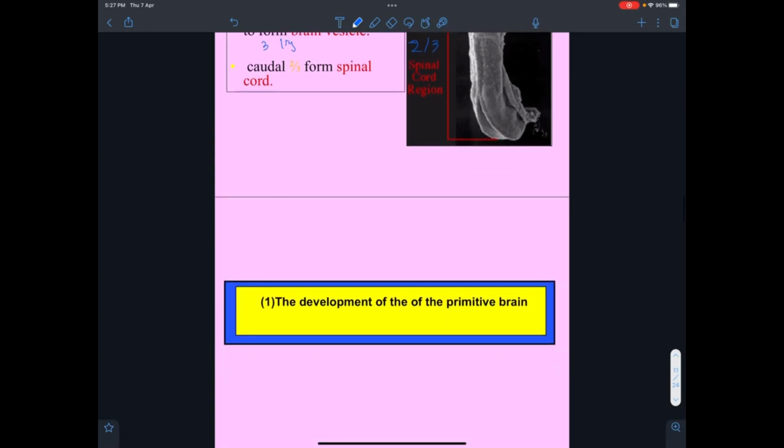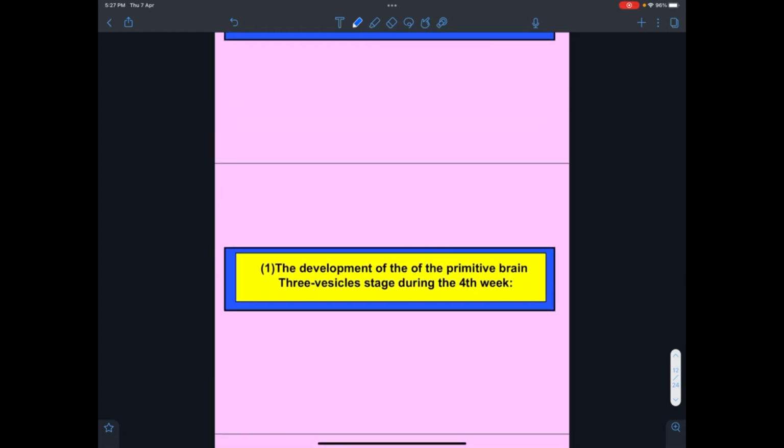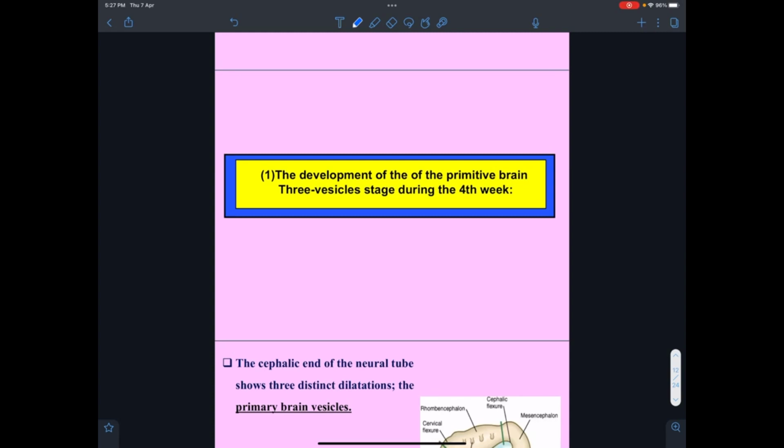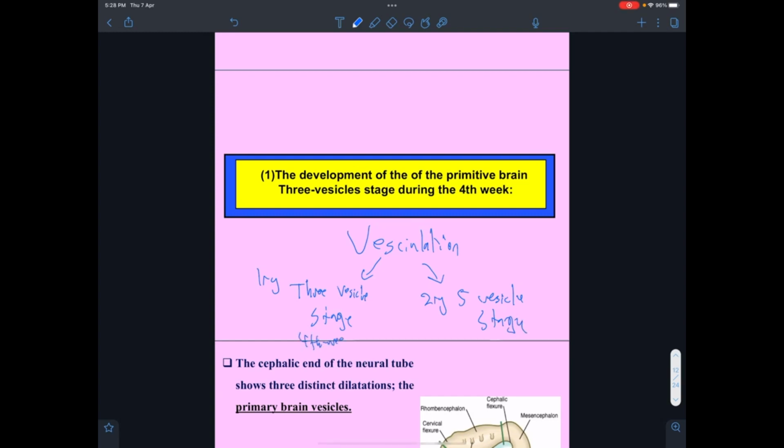Now, let's look at the development of the brain known as vesiculation. Vesiculation involves vesicles, and it consists of two substages: the primary vesicle stage, and the secondary five vesicle stage. The primary vesicle stage occurs during the 4th week, and the secondary vesicle stage occurs during the 5th week.